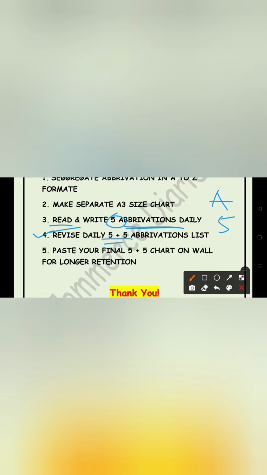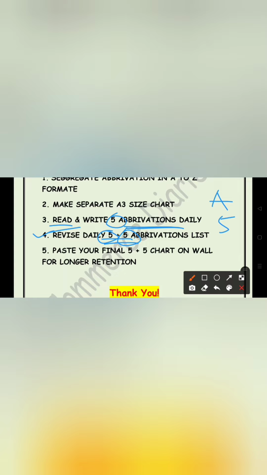Okay, the next 5 plus 5. This would be my 5 abbreviations which I have learned on day 1. Then this would be my day 2 abbreviations which I will learn in the next day or upcoming days. Okay, so with this what you have to do is keep on adding up the 5 abbreviations daily.